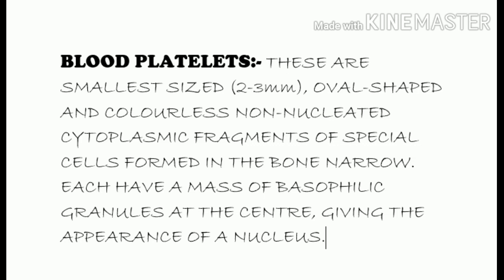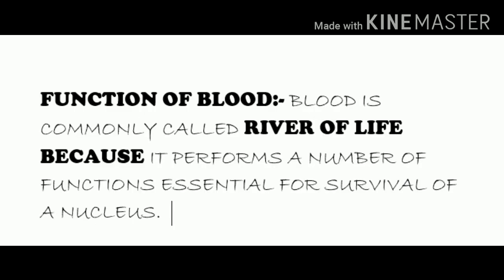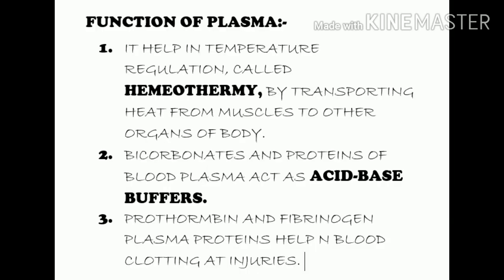Next we will discuss the function of blood. Blood is commonly called the river of life because it performs a number of functions essential for the survival of an organism. First, function of plasma. It helps in temperature regulation, called homeothermy, by transporting heat from muscles to other organs of the body. Bicarbonate and proteins of blood plasma act as an acid-base buffer. And third, prothrombin and fibrinogen plasma proteins help in blood clotting at injuries.